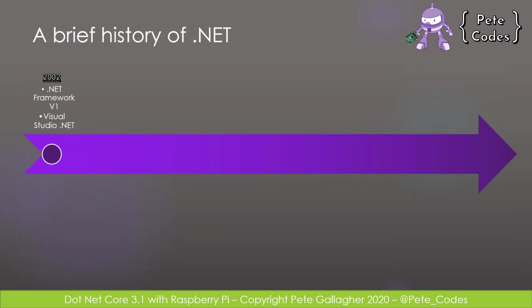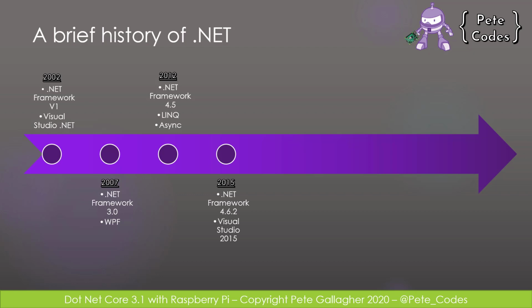So the .NET framework actually started around 2002 with the first version of Visual Studio .NET. In 2007, .NET Framework 3 was released and we got WPF, which was a nice upgrade from Windows Forms. In 2012, we got .NET Framework 4.5 and LINQ and Async. In 2015, we got .NET Framework 4.6.2 alongside Visual Studio 2015. In 2016, we got .NET Core V1. So this was the first version of .NET Core and Microsoft's real journey into open source.